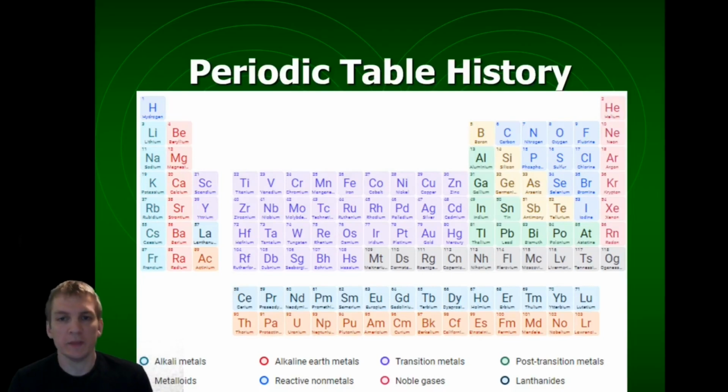In this lecture, we're going to be discussing the periodic table history. This is Unit 2, Notes 3. We're going to talk about the scientists that helped contribute to the structure of the periodic table.